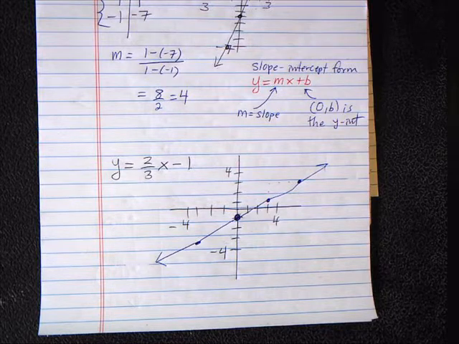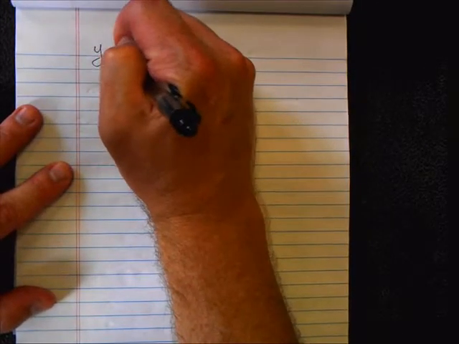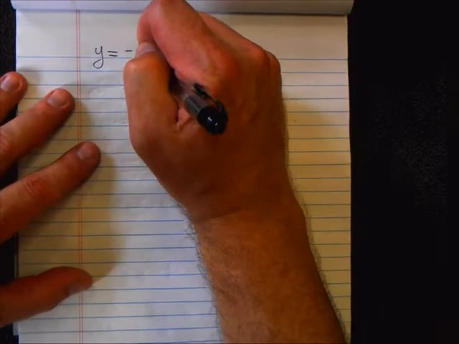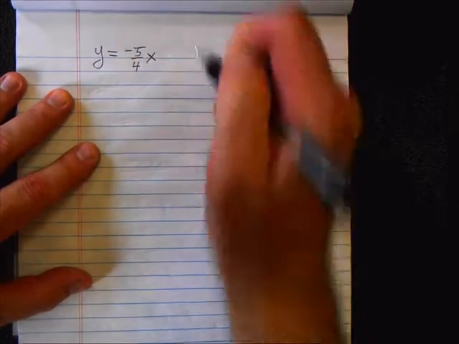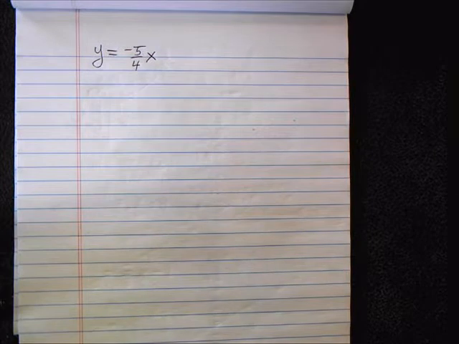All right, one more of those. Let's do one with a negative slope. y equals, give me a negative number, but I want it to be a fraction. It could be improper. I don't care if it's improper or proper. -5/4 x, and then give me another number, +2.